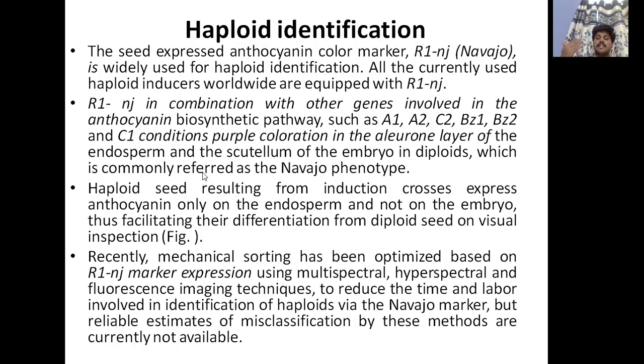Recently, mechanical sorting has also been optimized based on R1-nj marker expression using multispectral, hyperspectral, and fluorescence imaging techniques to reduce the time and labor involved in identifying these haploids via the Navajo phenotype marker. But reliable estimates of false positives are currently not available.